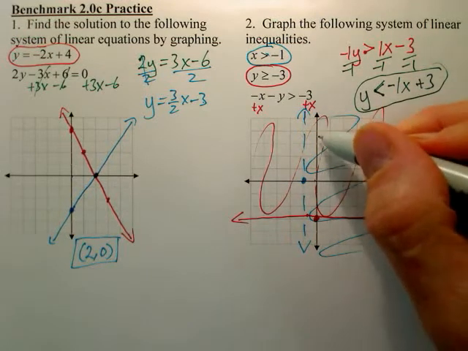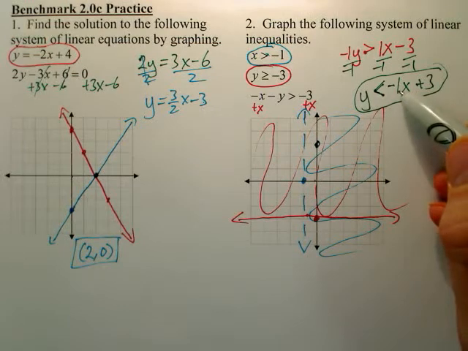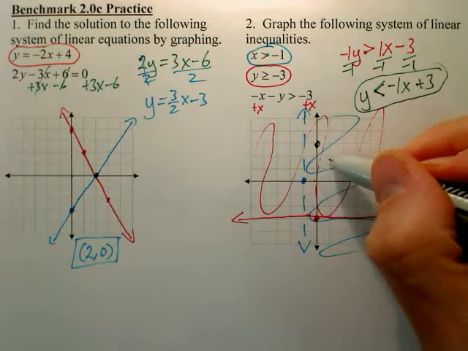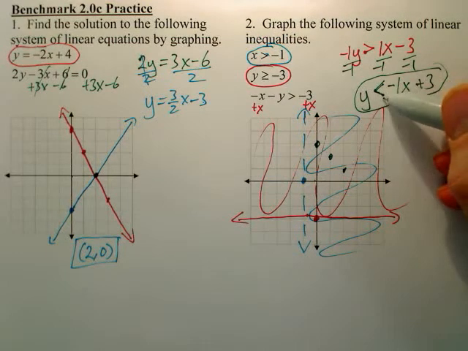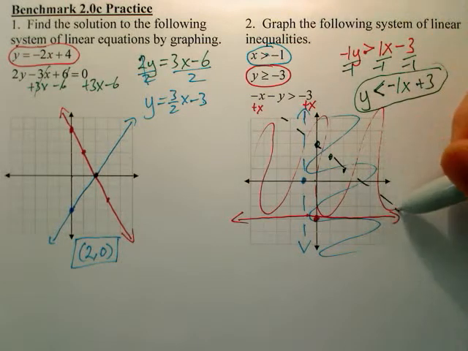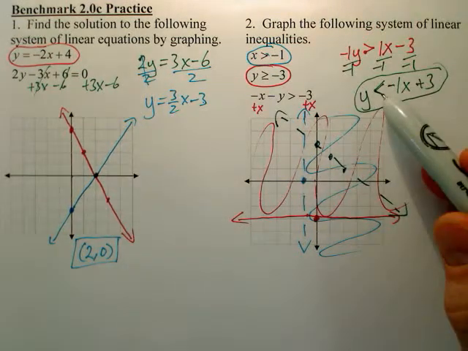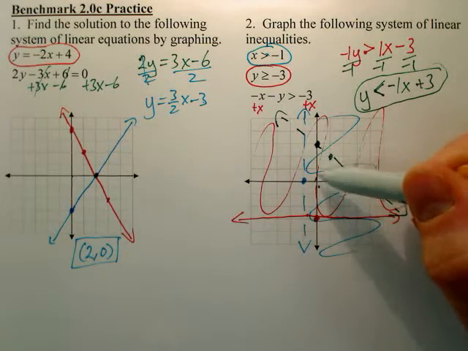So this one begins at 3, 1, 2, 3 up. It has a -1 slope, so you can go down 1 over 1, down 1 over 1. It is less than, so it's dotted. It's not or equal to. And since it's less, you're going to shade below this graph, which if you put your pin here and go down, below is right here.